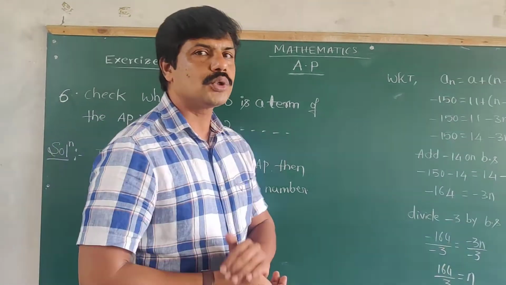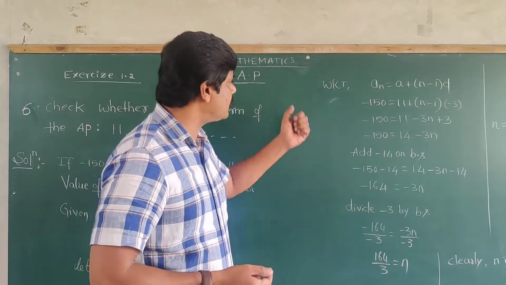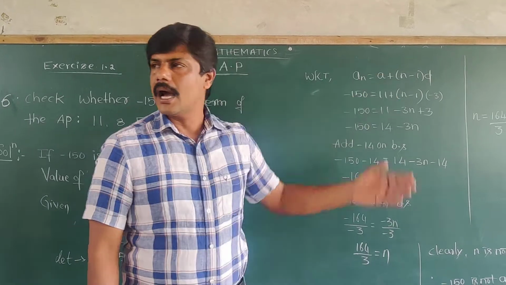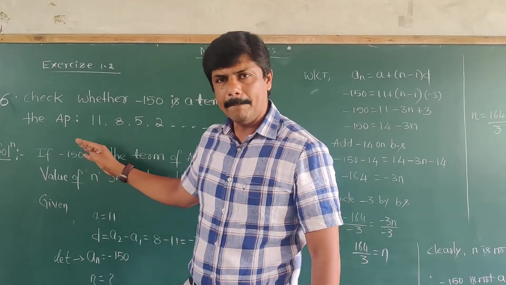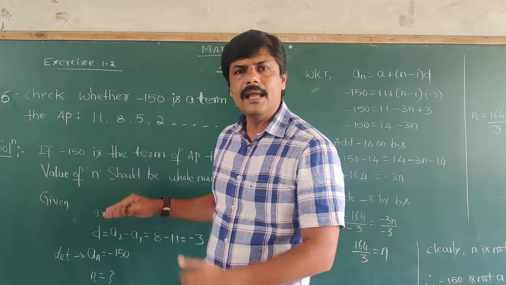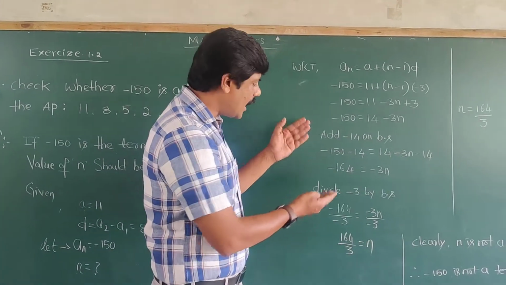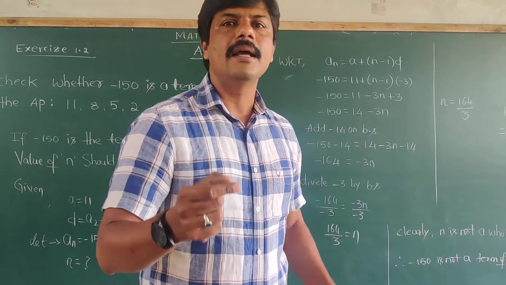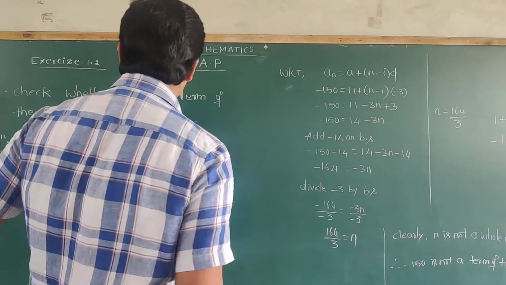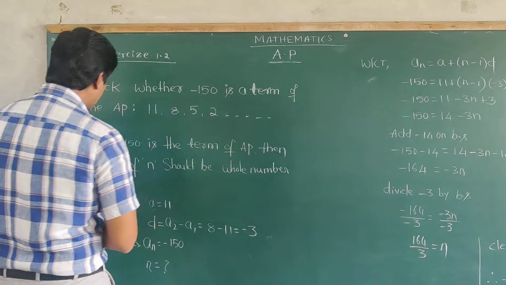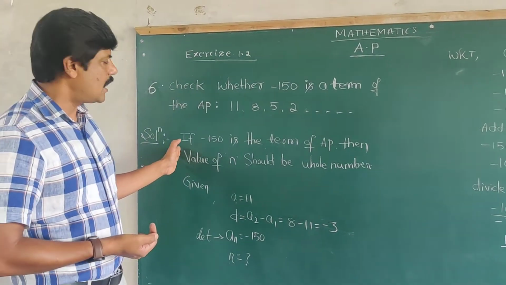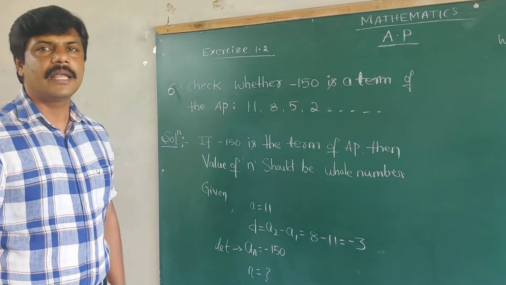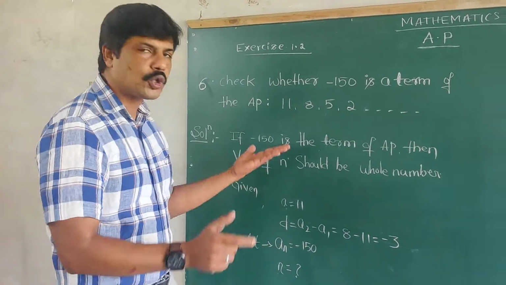What we need to do to solve this problem? As usual, you know the nth term formula. Take the nth term formula, take the values of a, n, d, and substitute here and you will get the value of n. If the value of n is a whole number, then it is a term of the AP. Now, come, let's do the problem. If minus 150 is a term of the AP, then n should be a whole number, we have told already.